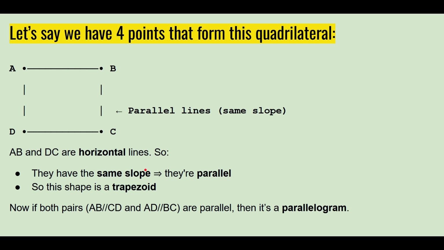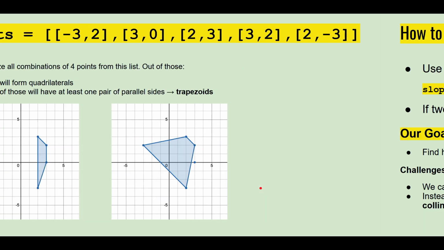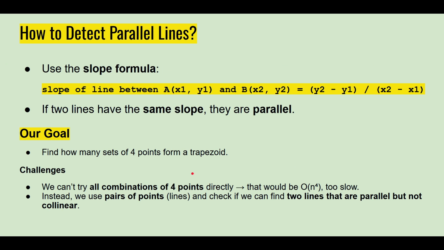And if all are equal, that can be, if this is parallel to this one and this is parallel to this one, so this will become a parallelogram, right? So how to detect parallel lines? First of all, we have to use the slope formula.